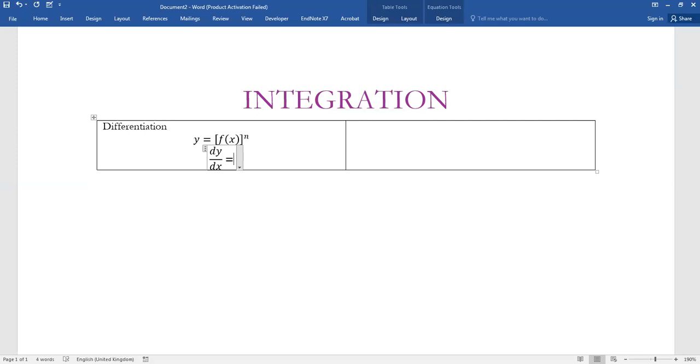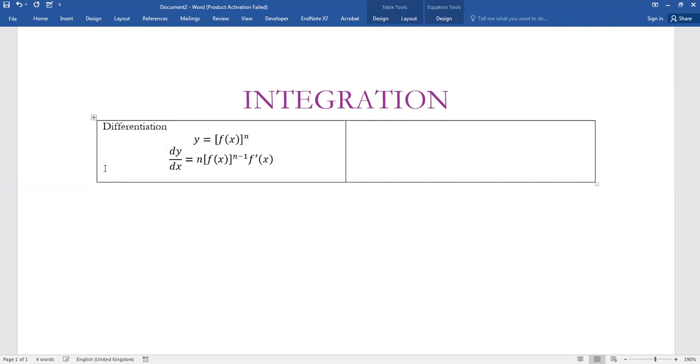So we can extend the bracket. If it's a power 8 or power 10, we keep the function as it is, we reduce the power by 1, and then we multiply by the derivative of the function. Is this right or wrong?